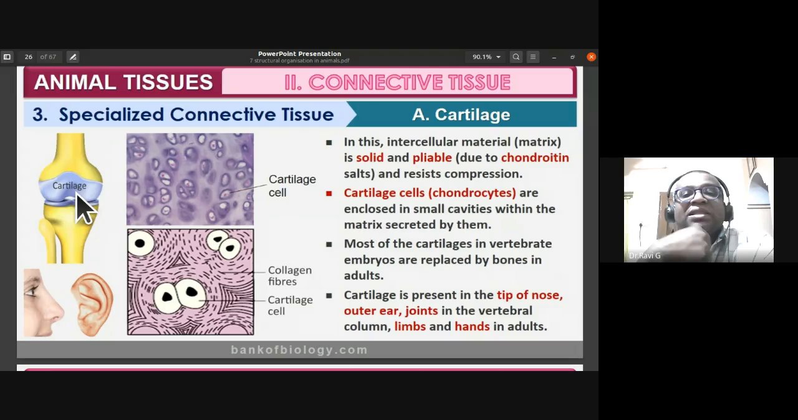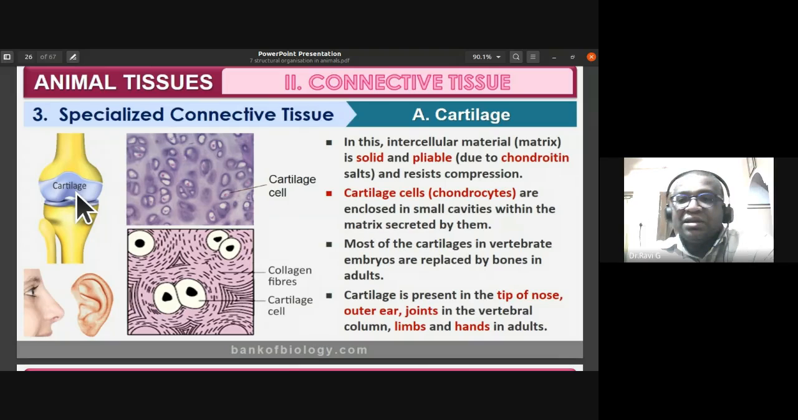Even the flap which covers whenever we swallow, the flap which prevents the food from entering the windpipe, is also cartilaginous in nature. I spoke about the windpipe being made up of C-shaped cartilaginous rings, which prevent the trachea from collapsing. These are all things that you have to remember regarding the cartilage.